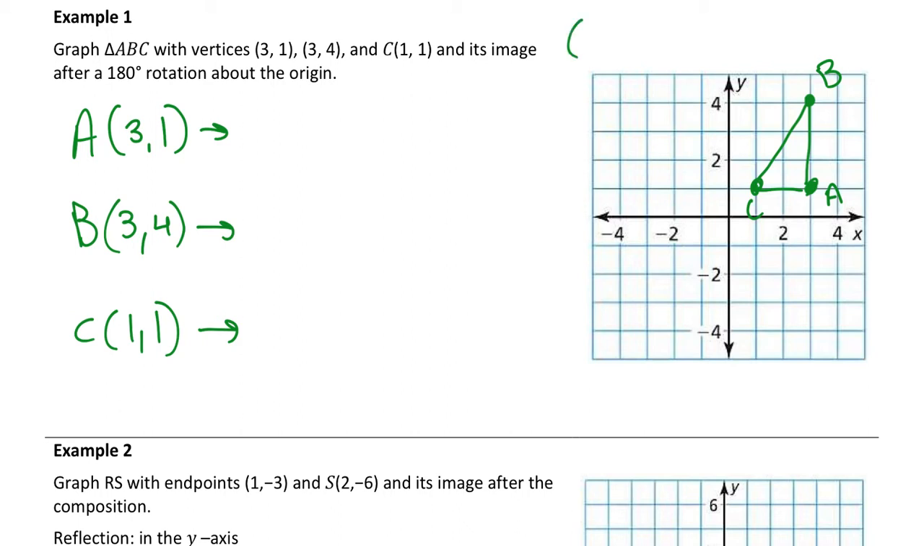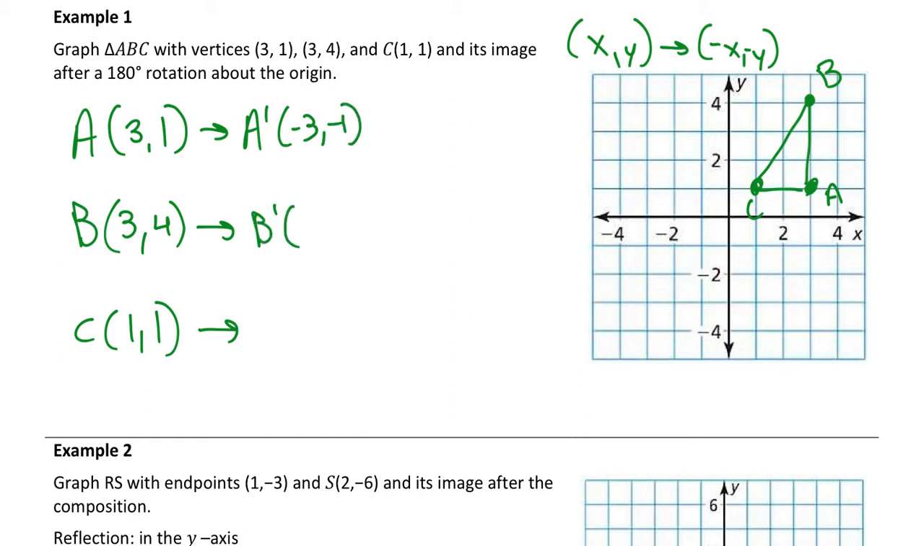So I'm going to write out the rule. The rule translates the point (x, y), and all it does is change the sign of x and y. Nothing gets flipped, okay? So the image of A is just going to be -3, -1. The image of B is just going to be -3, -4. The image of C is just going to be -1, -1. So the image of my points: -3, -1 is A', -3, -4 is B', and -1, -1 is the image of C.